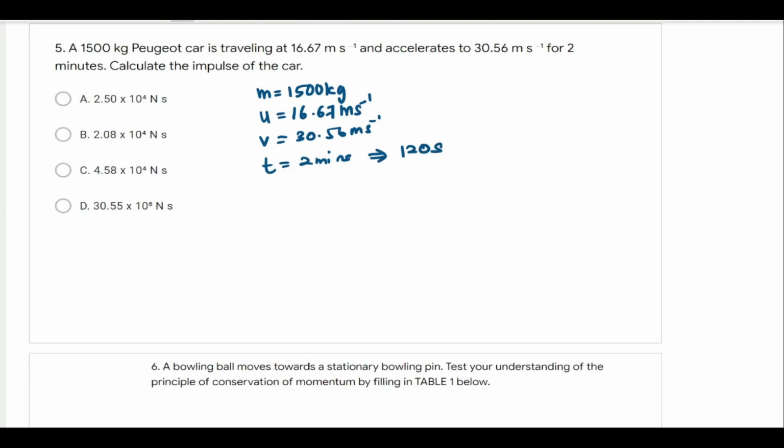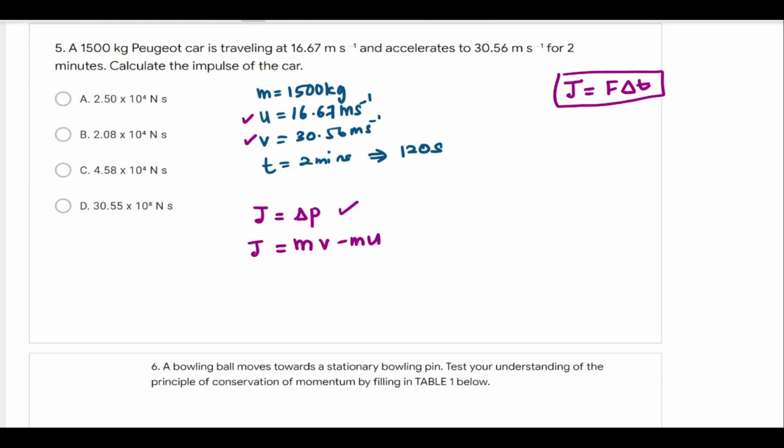So now we want to calculate the impulse of the car. Okay, so always remember equation. Impulse is equal to the change of momentum. Kita nampak dekat sini ada perubahan velocity. Okay, so bila ada perubahan velocity, kita akan boleh kira lah the change of momentum for the object. Selain itu, impulse juga kita boleh kira by using this equation. Okay, tapi kita tak guna yang inilah. Okay, kita guna yang ini. Okay, so masukkan saja dalam formula J is equal to MV minus MU.